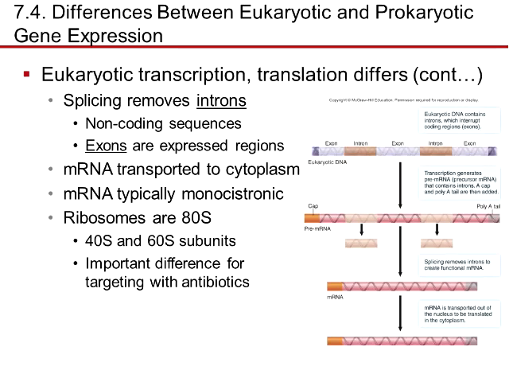Now, eukaryotic translation differs in that splicing removes the introns, the non-coding sequences, and the exons are expressed in different regions. The messenger RNA is transported to the cytoplasm. It is typically monocistronic, and the ribosomes are 80S versus the 70S we talked about, made up of 40S and 60S subunits. The important difference is for targeting of antibiotics, which we've talked about several times.